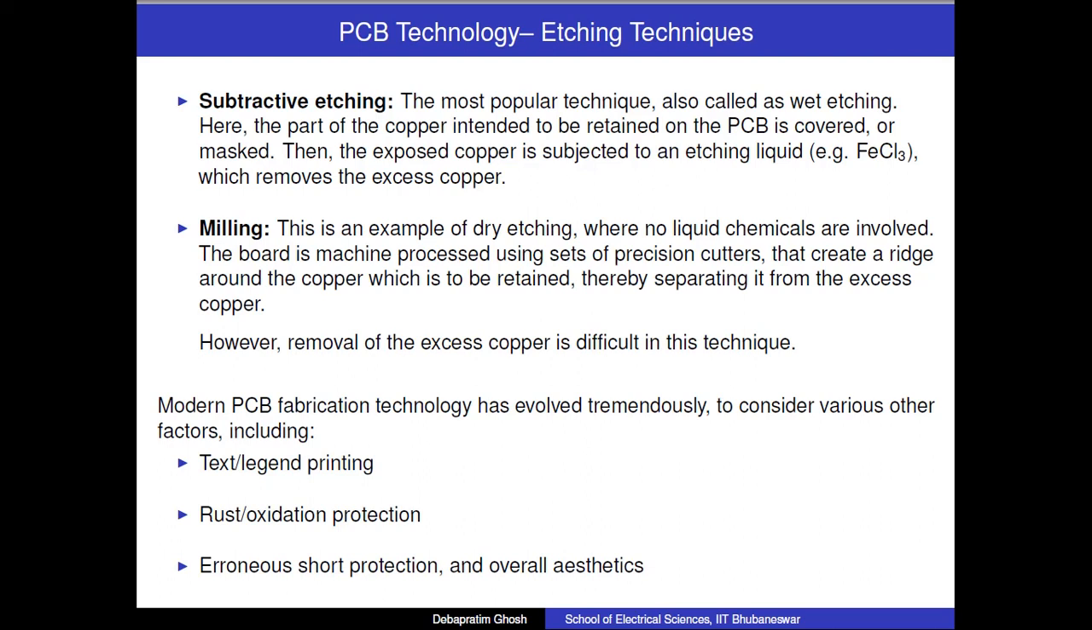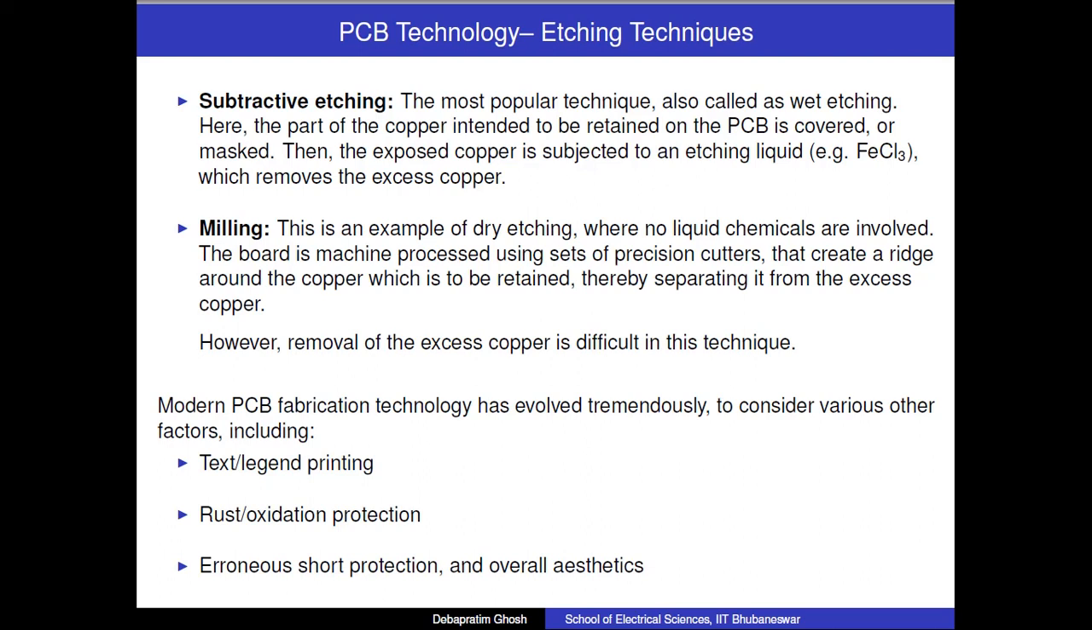Now milling is an example of dry etching. So there is no question of any liquid chemicals being involved to eat away the copper. What is done in milling is that whatever PCB you want to make, you first feed the board into a machine which has a number of precision cutters which separate the copper tracks that you want to keep for the connections from the excess copper by creating a ridge between them. So it just creates a ridge and does not remove the excess copper.